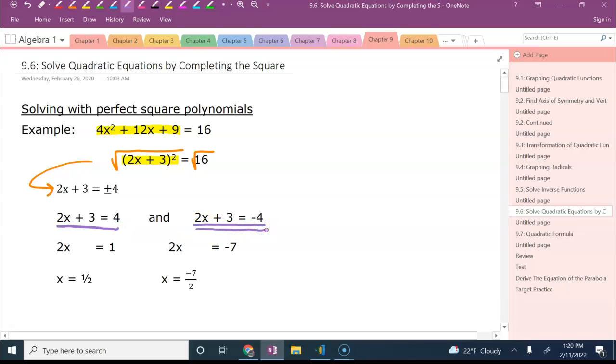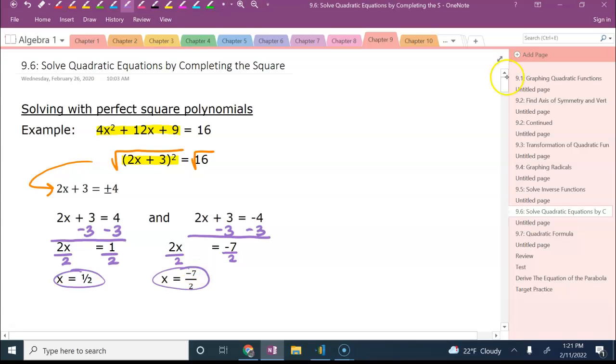Then you're looking at solving these just using your algebra skills that you've used all year. To get 2x by itself, we subtracted 3 on this one. So they got 2x equals 1, and then they divided by 2, and got x equals 1/2. Over here on this side, they still subtracted 3, but this time it's set equal to a negative 4, so negative 4 minus 3 is how they got negative 7. And then they still divided by 2, and got negative 7 over 2 for their answer here.